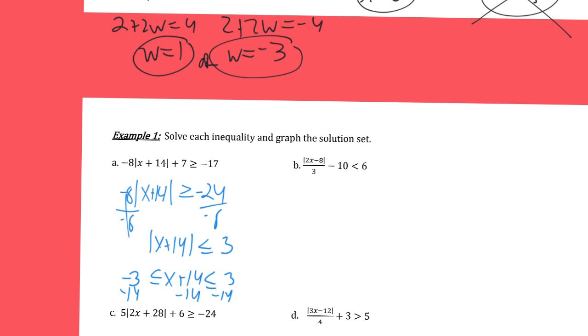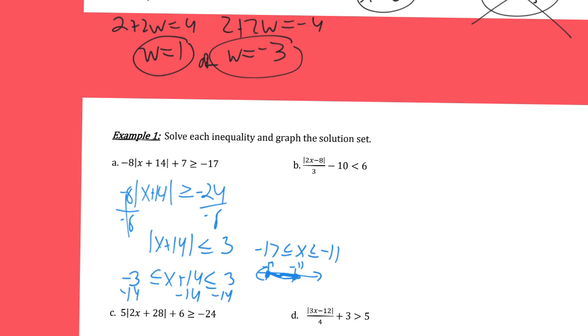So you subtract 14 from all 3 sides, and you get -17 is less than or equal to x, which is less than or equal to, let's see what we got, -11. So if you graph this, you're going to get the values between -17 and -11, and they're going to be filled in because they're equal to. If you pick values from between those values, inclusive of -17 and -11, you're going to get answers that make that original problem true. And if you want to check some of them, you can.